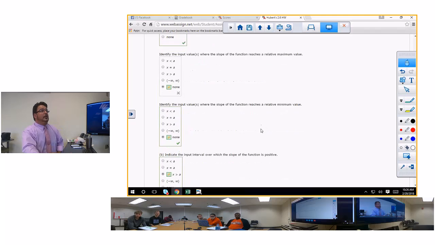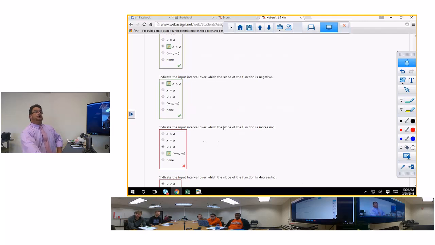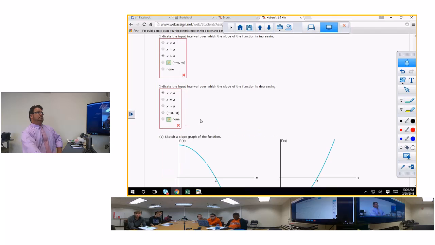Okay. What is this one? Indicate the input where the slope of the function is increasing. The slope of the function is not increasing on the left side. I'm sorry, that's wrong. Indicate the input interval over which the slope of the function is decreasing.